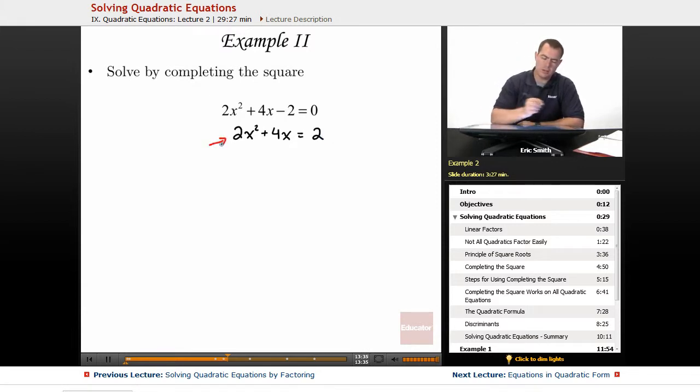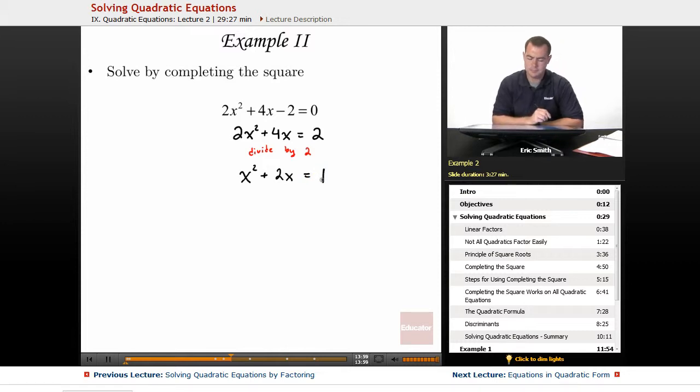Now I want to check the leading coefficient to make sure that it's a 1. And unfortunately, it looks like this one's not a 1. So to make it a 1, I'm going to divide everything by 2. So 2x squared divided by 2 is an x squared. 4x divided by 2 is a 2x. And 2 divided by 2 is 1.